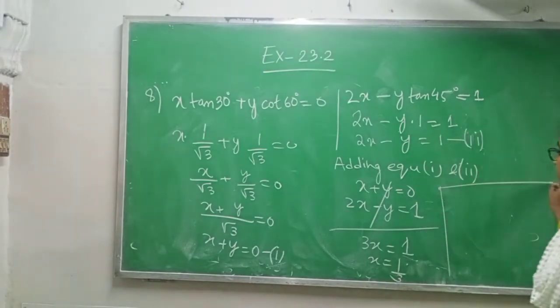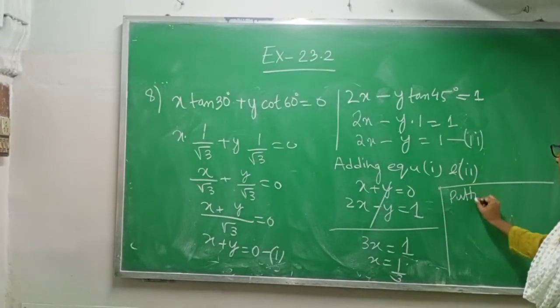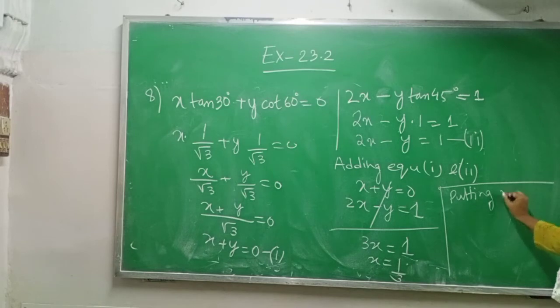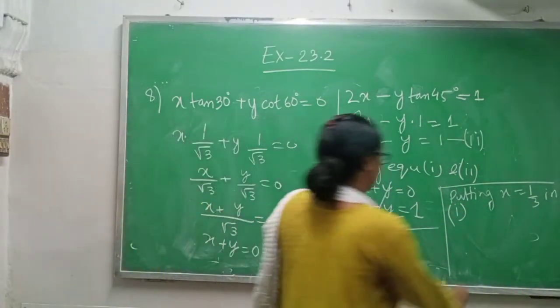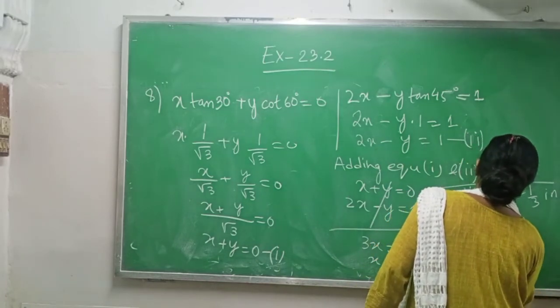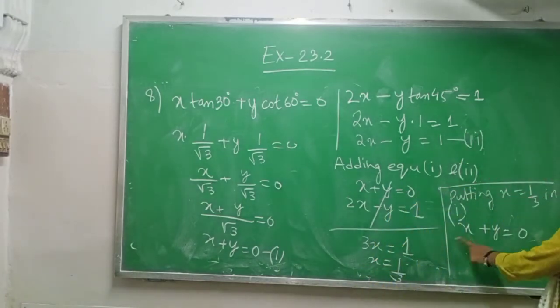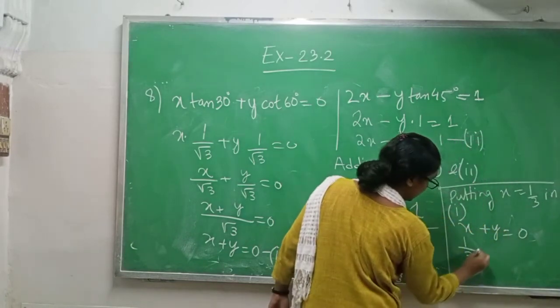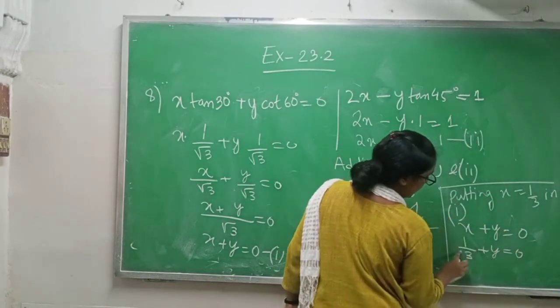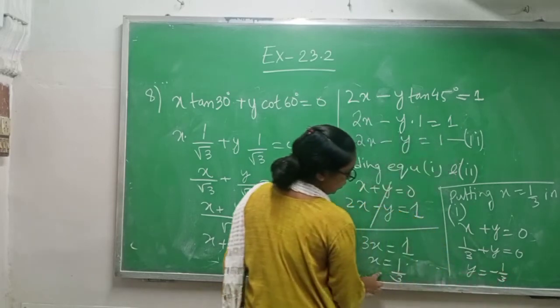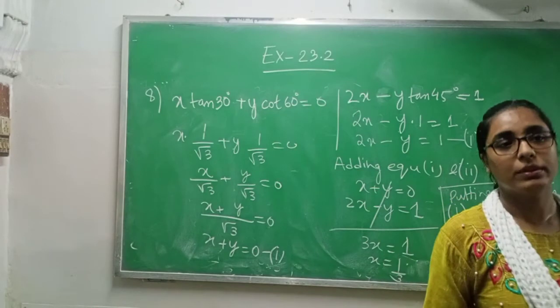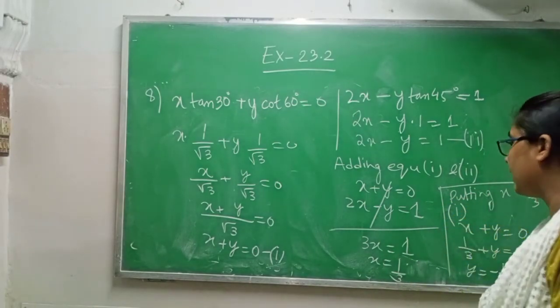So what I am writing: putting x equals 1 by 3 in equation 1. So what is our equation 1? x plus y equals 0. So I am writing x plus y equals 0. Now in place of x I will put 1 by 3. Putting 1 by 3 plus y equals 0. Now this 1 by 3 will go to that side and become minus 1 by 3. So x value is 1 by 3 and y value is minus 1 by 3. So you got the x and y values.